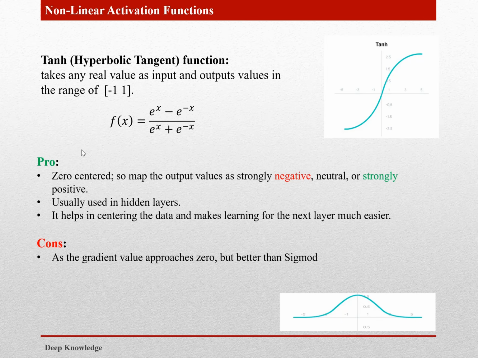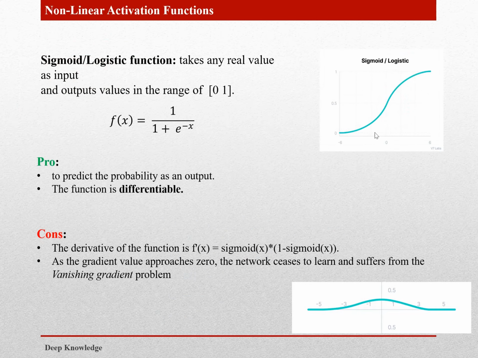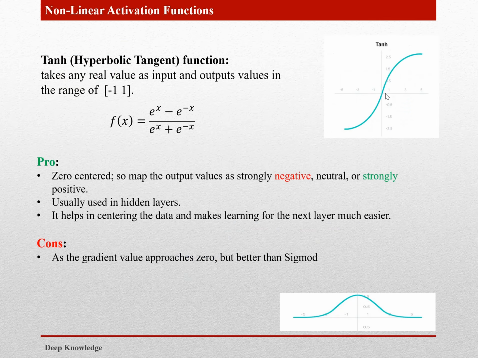And the next activation function is the tanh function. It's similar to the sigmoid function, but the output of this function is between 1 and minus 1. The advantage is that the data is zero-centered, so here is 0. But if you see, for instance, the sigmoid is not centered at 0. So the data is centered in tanh, it's zero-centered.